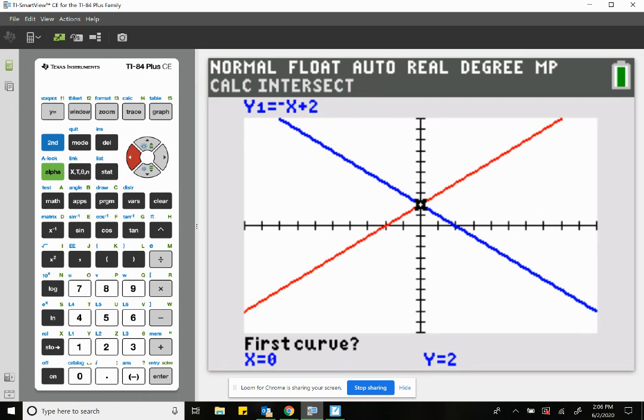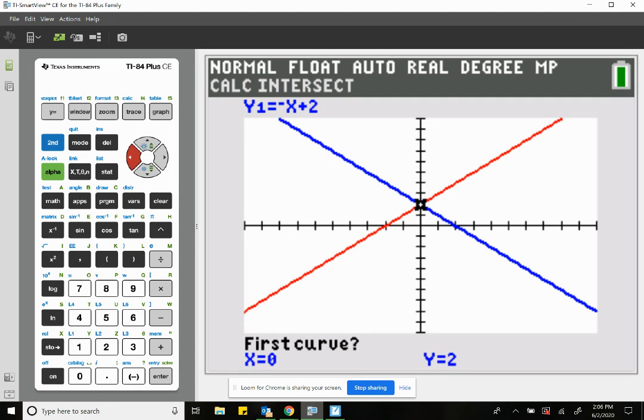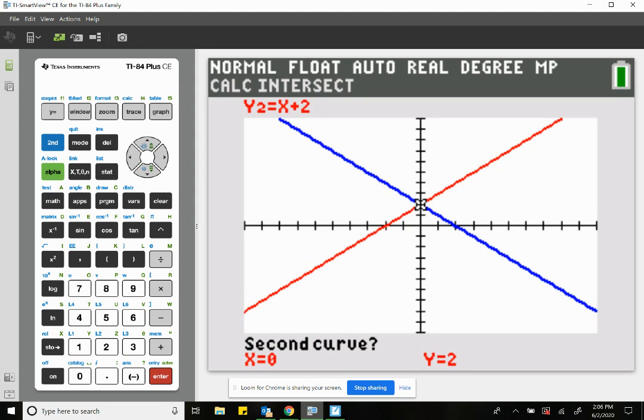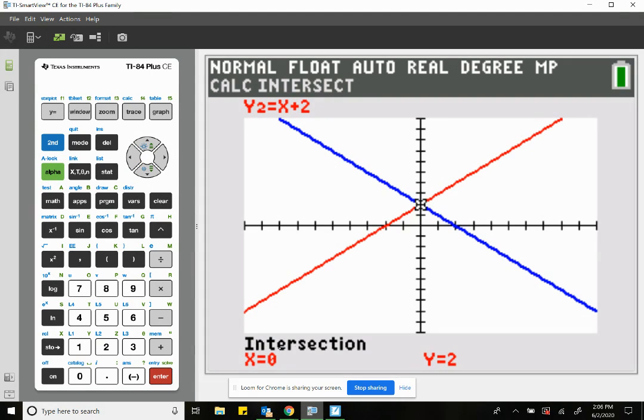Once you get to that intersection, all you're going to do is hit enter 3 times. And then the answer will pop up, I promise you. So once you get to that intersection, hit enter 3 times. 1, 2, 3. And down there it says intersection (0, 2). Hey, you were right. It was (0, 2). This is a way to double check yourself if you're not sure that point really is (0, 2).